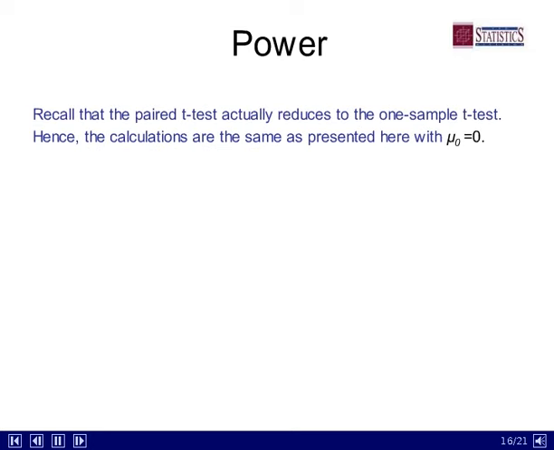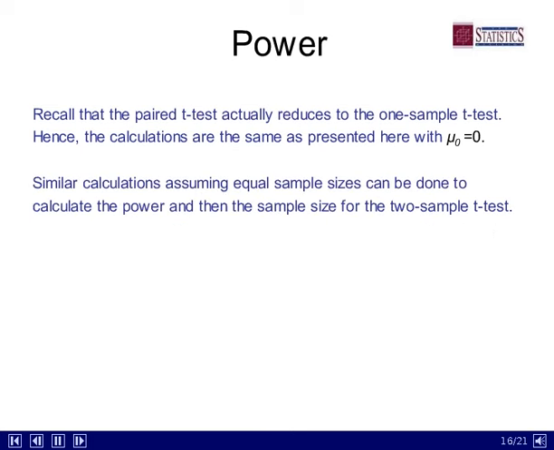All right, recall that the paired t-test actually reduces to the one sample t-test. So the calculations then would be identical here. We're just using mu0 of 0 instead of a mu0 of 20 or 30 or 60 or whatever it might be. So really, doing a paired t-test is identical to what we just did.